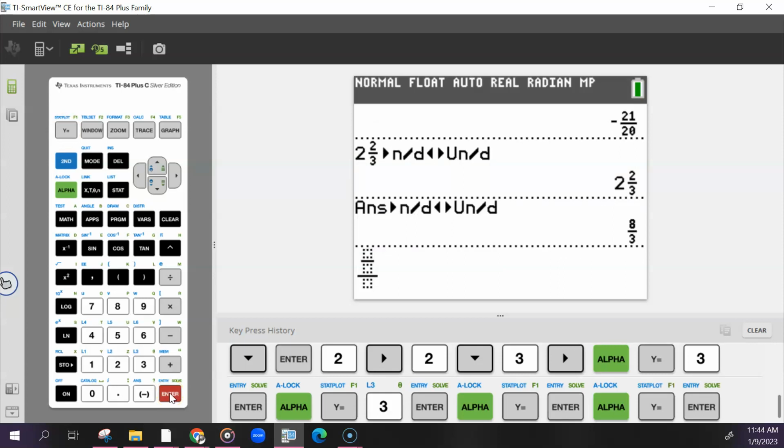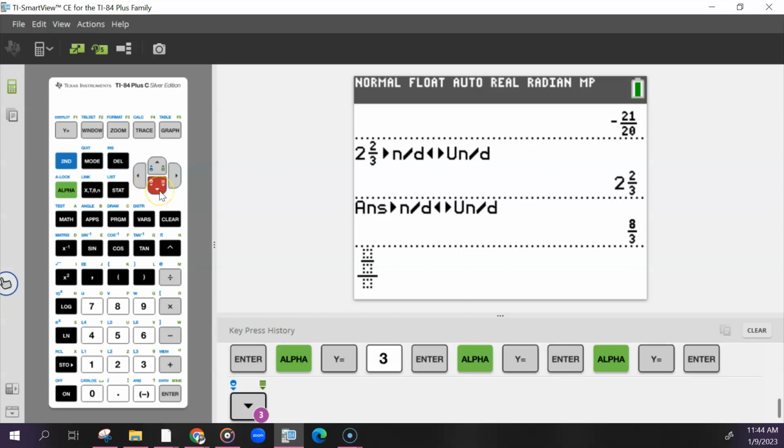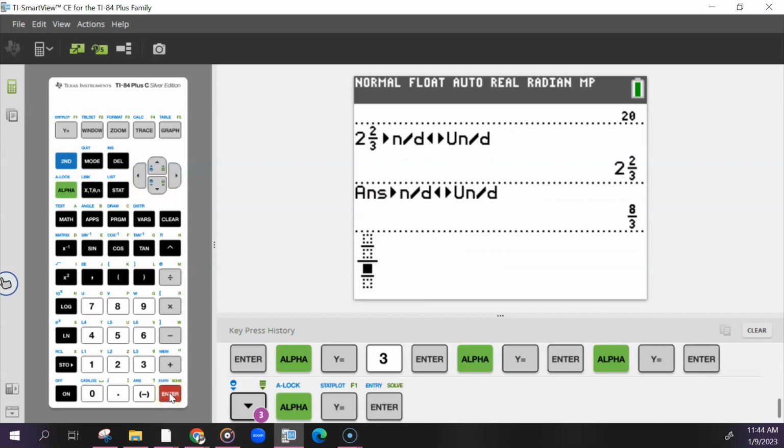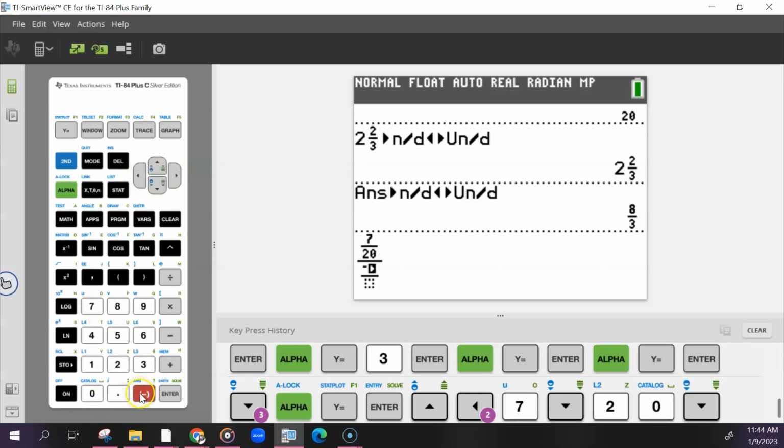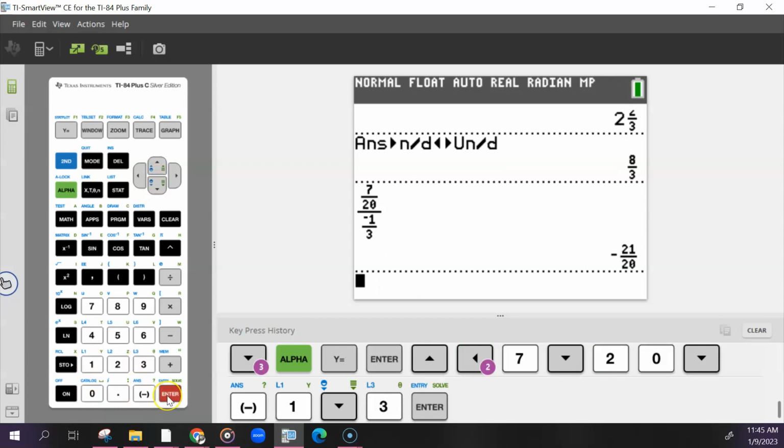Then in the very denominator of the original, so all the way down here, do it one more time. Alpha y equals, grab your fraction. So you should see that there's a fraction, the fraction bar, and then a fraction. And you would put everything in. So 7 over 20 and negative 1 over 3. And it did the exact same thing we just did. So whether you do that part by hand or in the calculator does not matter.